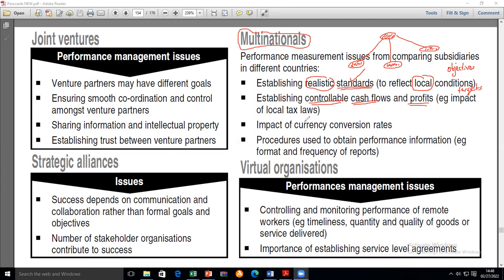What of currency conversion? The impact of currency exchange rate. Because sometimes the reported results may be affected by what? By the exchange rates, which are really uncontrollable. I have no control on it. The exchange rate. Do I have control over the exchange rate? No. Those are uncontrollable. So how do I deal with those?